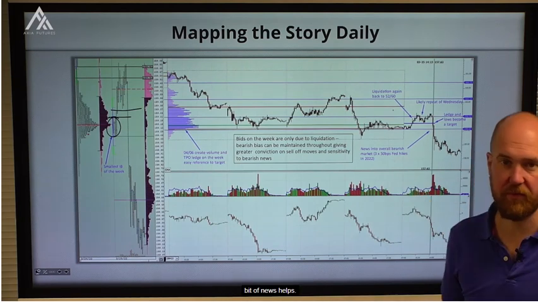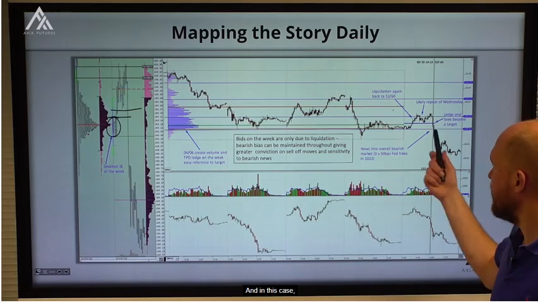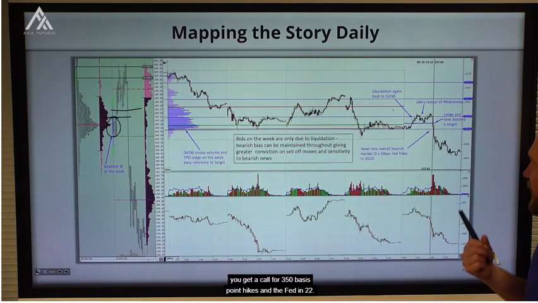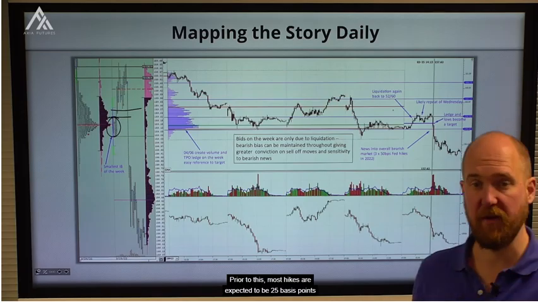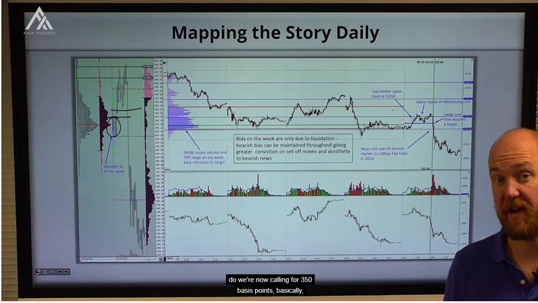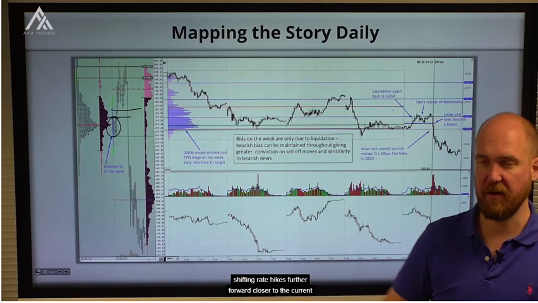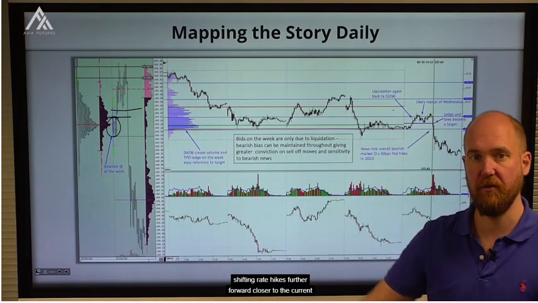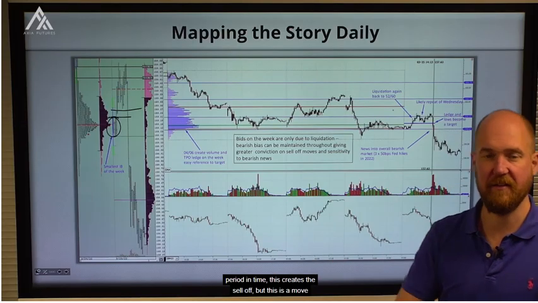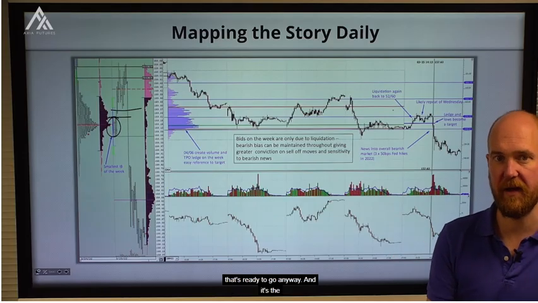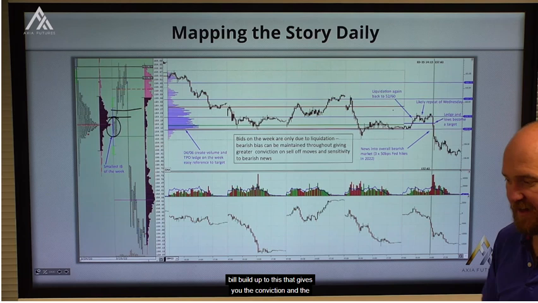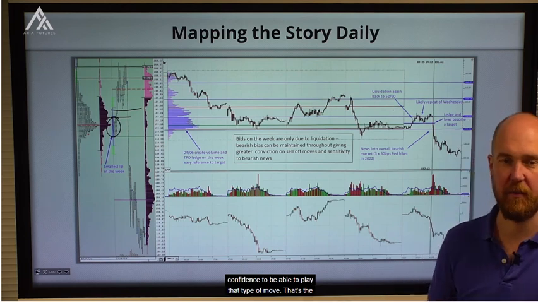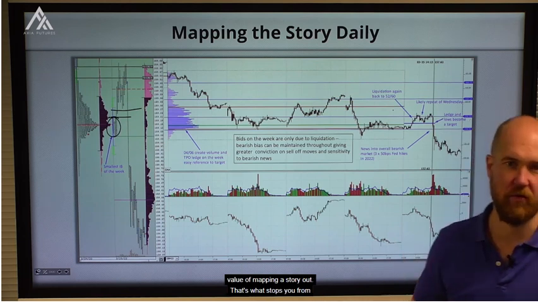A bit of news helps. In this case, you get a call for 3 50 basis point hikes from the Fed in 2022. Prior to this, most hikes were expected to be 25 basis points. We were now calling for 3 50 basis points, basically shifting rate hikes further forward, closer to the current period in time. This creates a sell-off, but this is a move that's ready to go anyway. And it's the build-up to this that gives you the conviction and the confidence to be able to play that type of move. That's the value of mapping a story out.